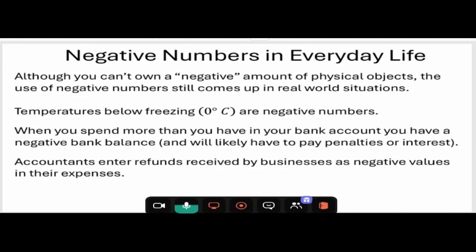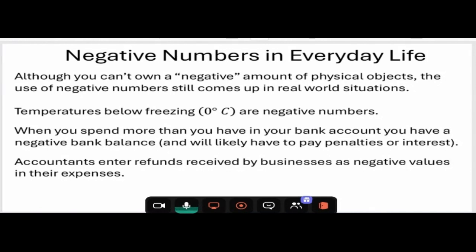Temperatures that are below freezing in Celsius, we call negatives. So on a really cold day, it might be minus 12 degrees. When you spend more than you have in your bank account by accident, you will have a negative bank balance, and you'll probably have to pay some penalties or interest when that happens, assuming you have overdraft protection that allows you to go into the negative.